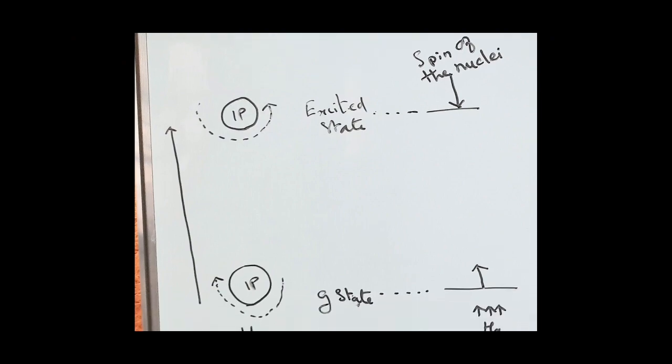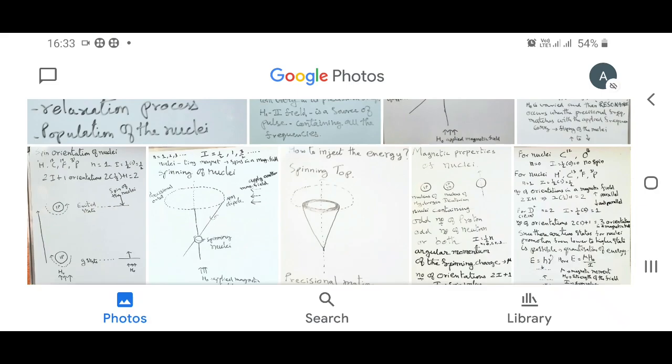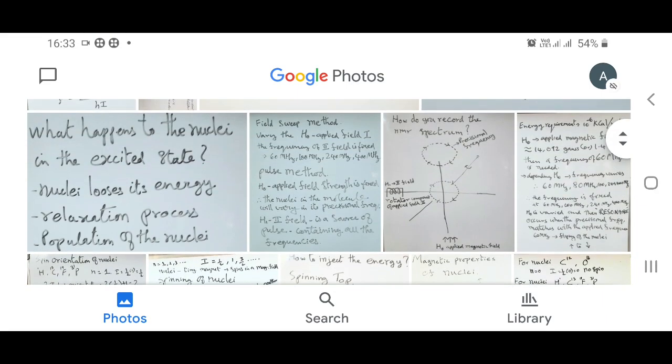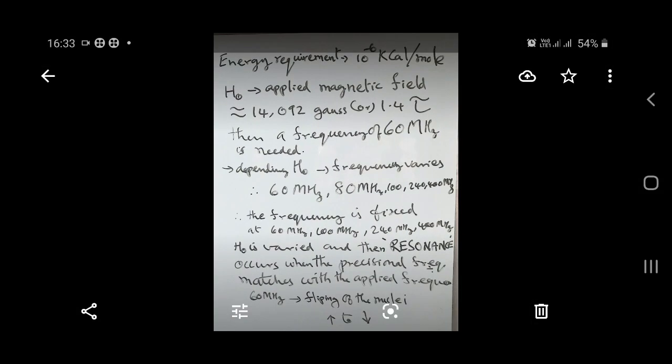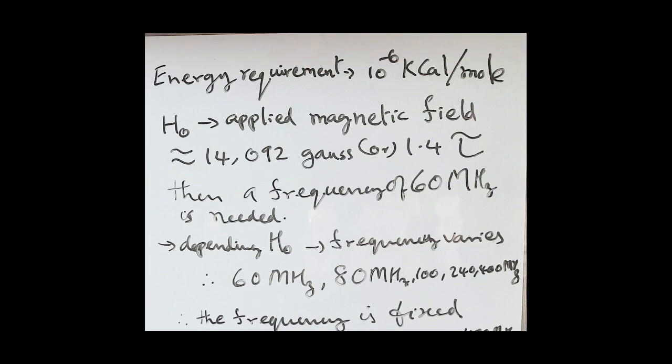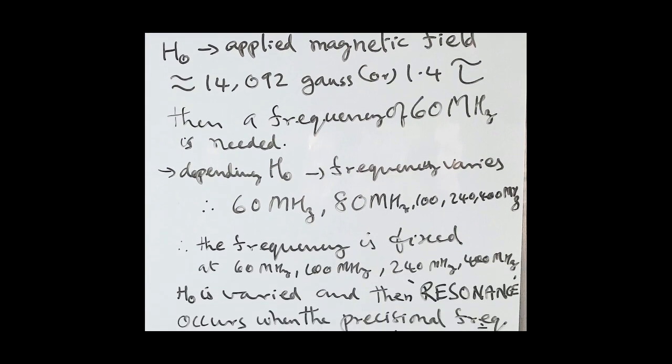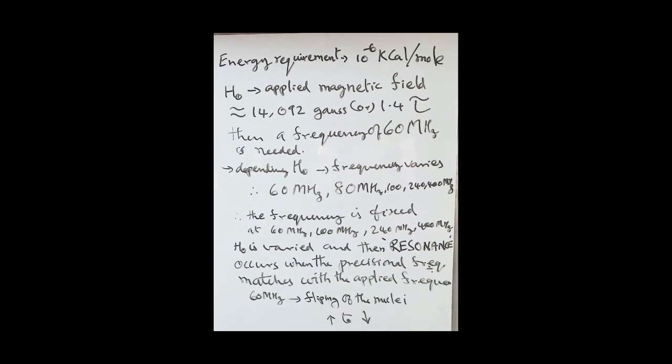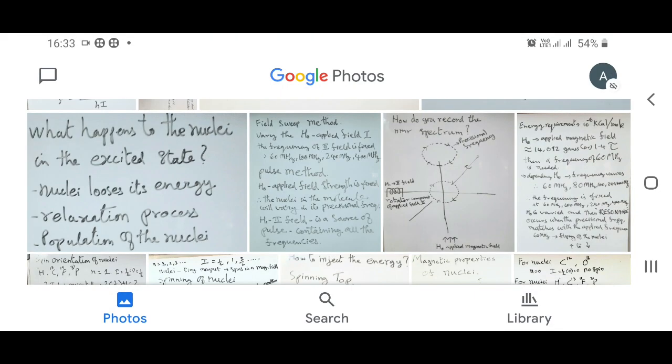You can promote the nuclei from the ground state to the excited state. For that you require energy, and we saw how the energy can be injected, and the energy that is required in a magnetic field of 1.4 Tesla or 14,092 Gauss. A frequency of 60 megahertz is required for some nuclei. For some nuclei it requires 80 megahertz, 100 megahertz, 240 megahertz, like that. So I explained to you the methods of recording NMR spectroscopy also.